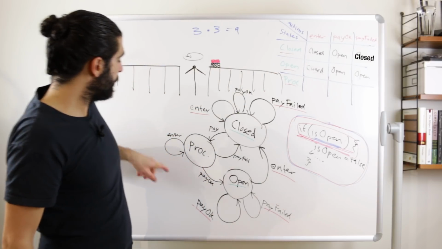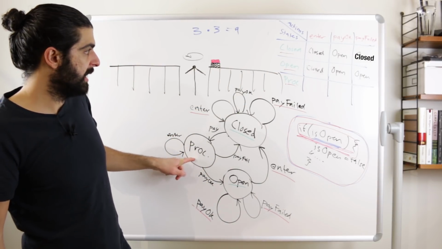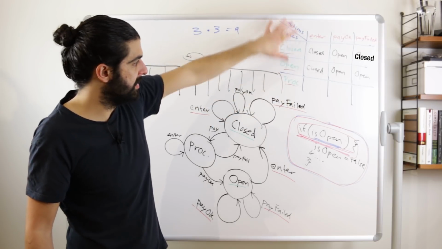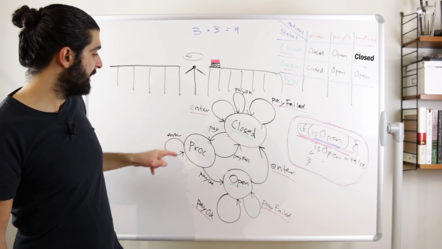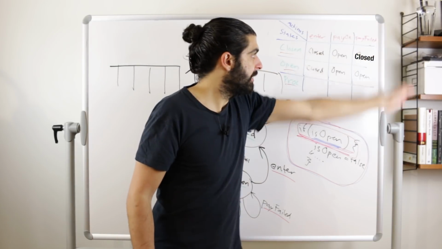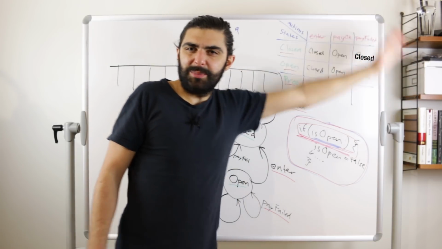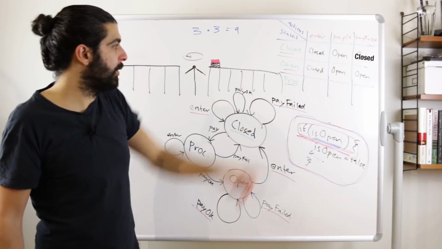And then of course, now that we added the state processing, what we did here before was that we added processing here into this table of states. And then since we also added the method pay, we need to add the extra column here, pay. But because I'm running out of space, I'm not actually going to do that.